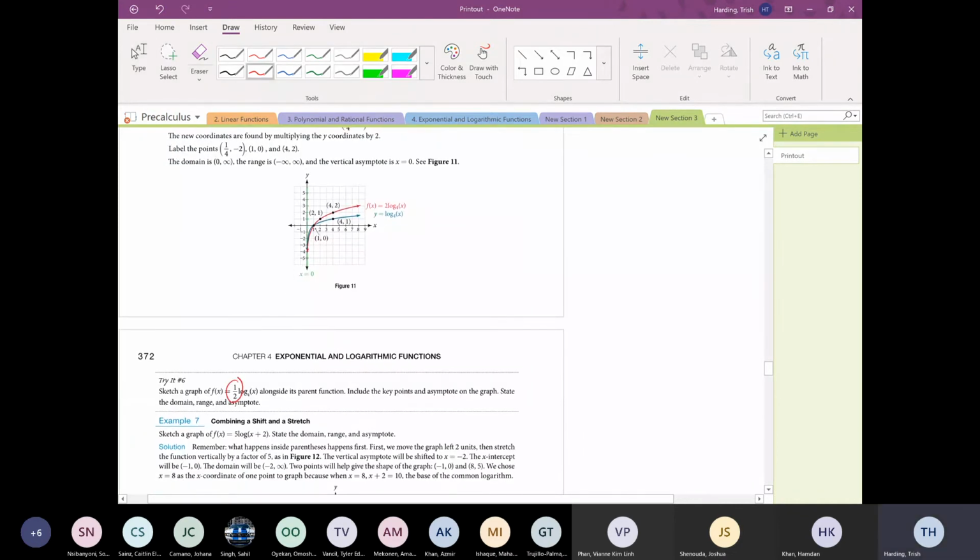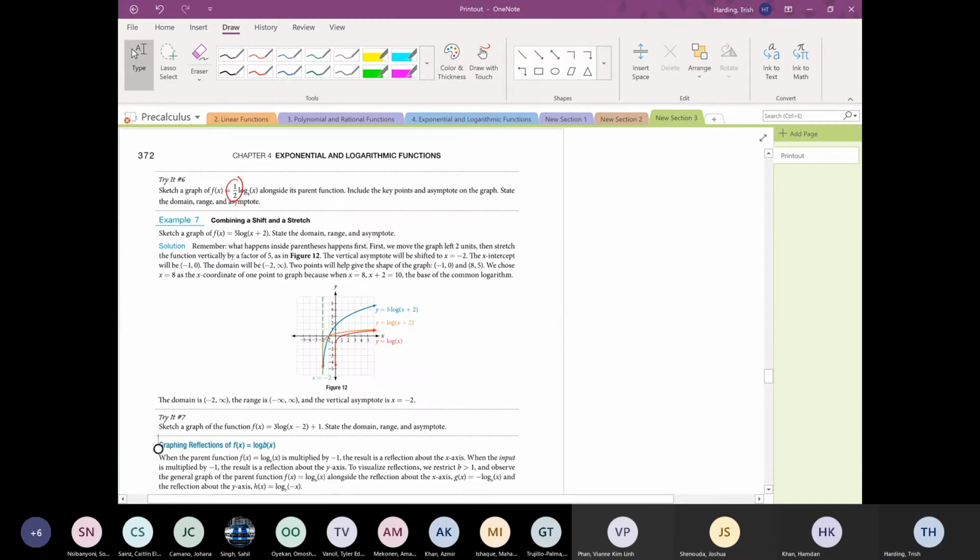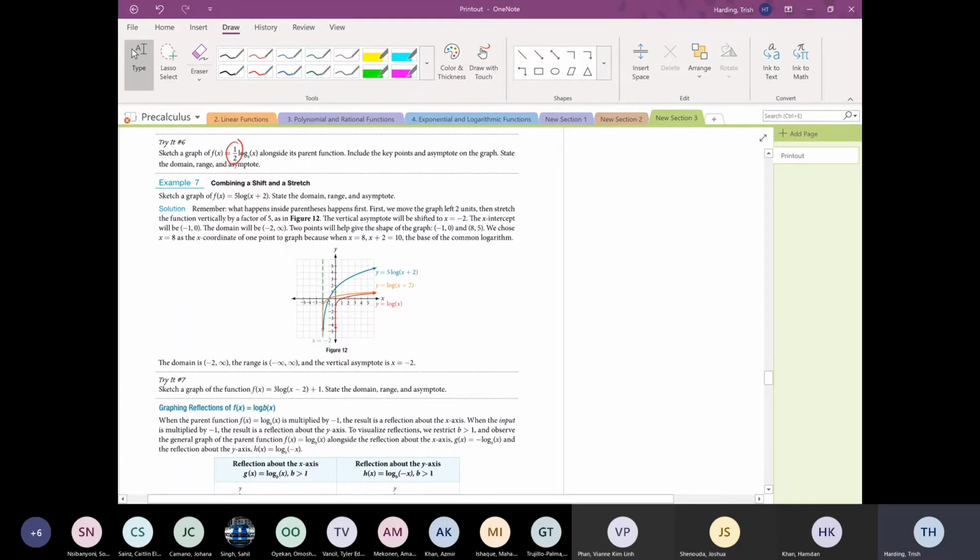Here they multiplied it by half. So if we're looking at this graph here, I'm going to guess that it would be underneath here somewhere. And we'll call that y equals half log 4x. So you can do these like we always do, and you just start on the inside of the parentheses.